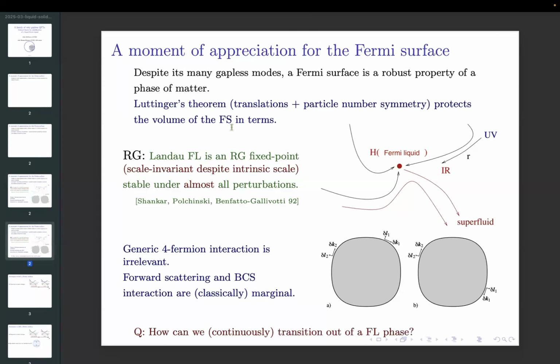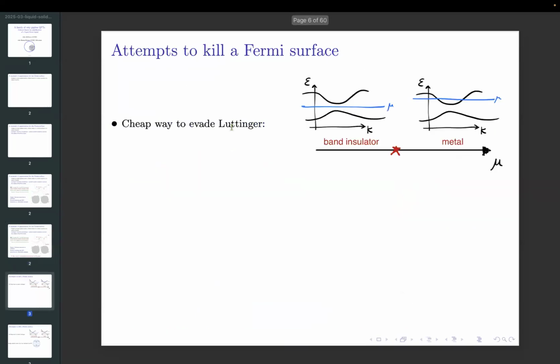So the question I want to address is, how can we leave this phase that I just told you has this nice robustness? One way is superconductivity. I'm not going to say much about that. Let's think about some other ways. One way to evade the Luttinger theorem is to simply drain the Fermi sea. Here's a picture.